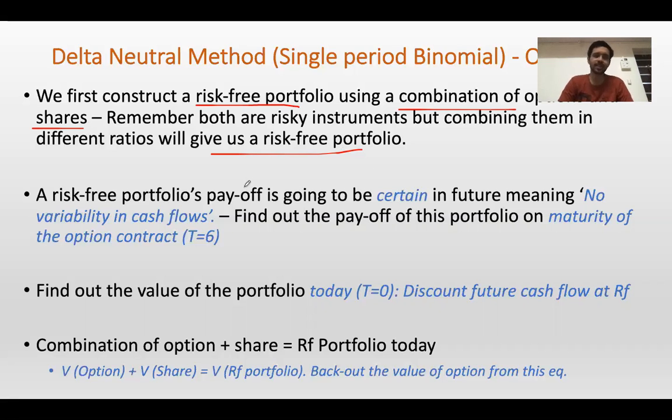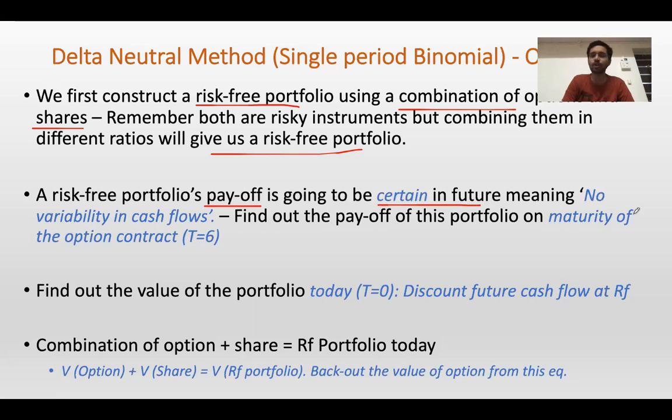Now, obviously, the characteristic of a risk-free portfolio is that it is going to have a fixed payoff. The payoff is going to be certain in future, irrespective of what the share price is, right? So in our binomial model, if you recollect, we had two possible share prices at t equal to 6. One was 55, the other was 45. This portfolio that we constructed using options and shares is going to have a certain payoff. By certain, I mean it's going to have a fixed payoff.